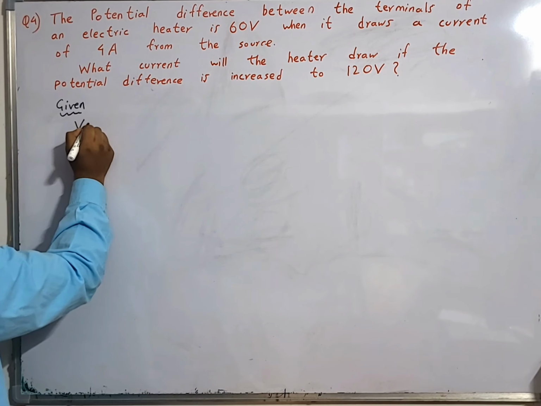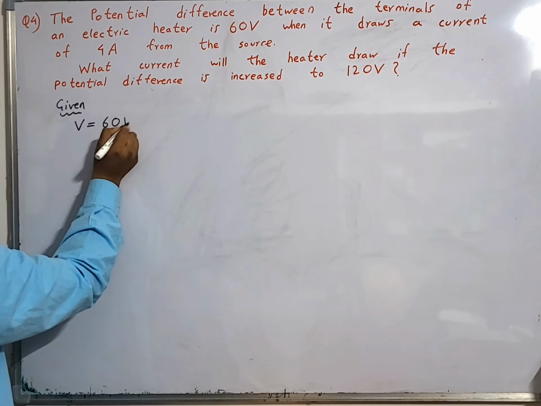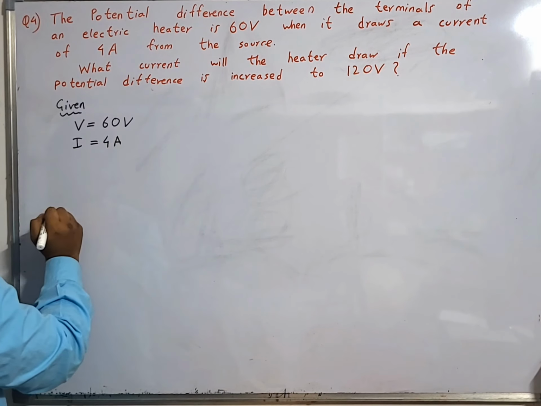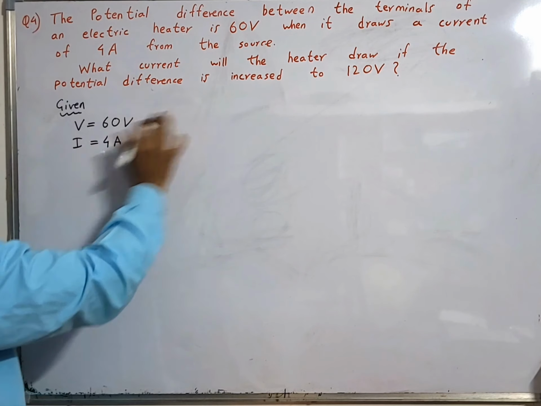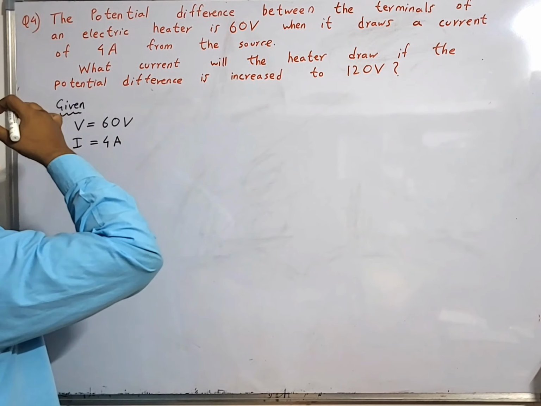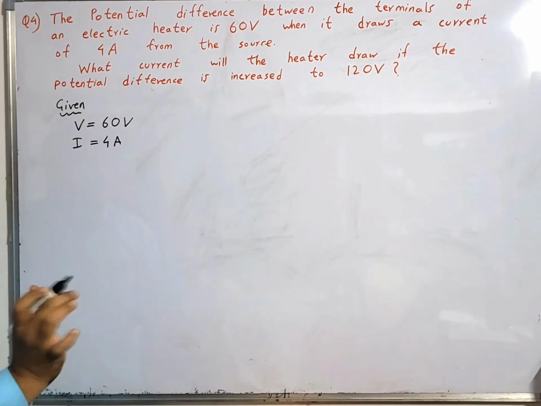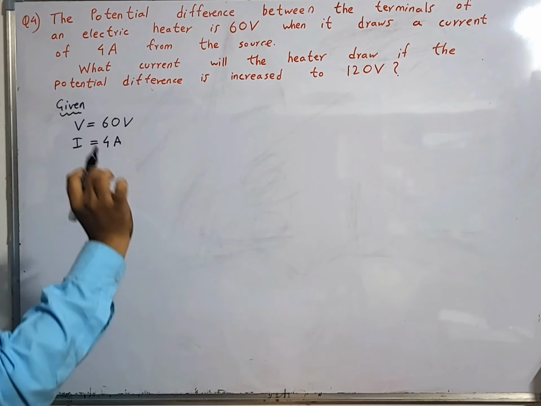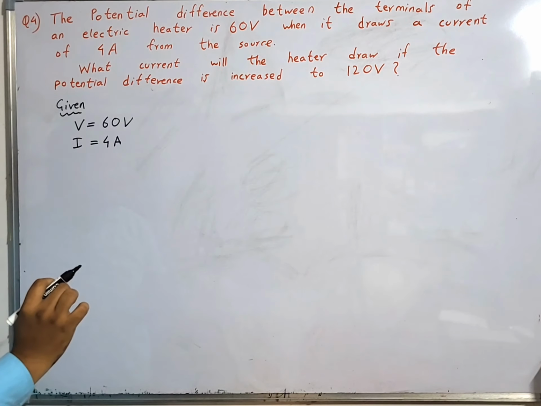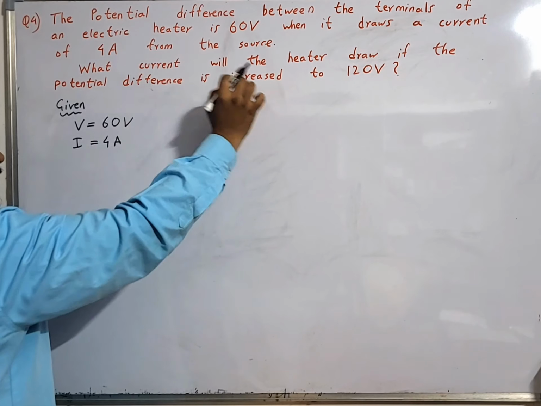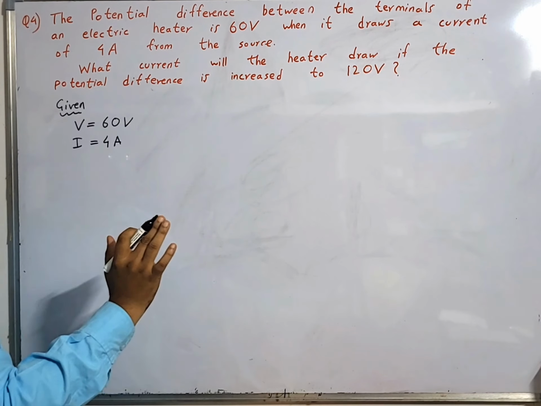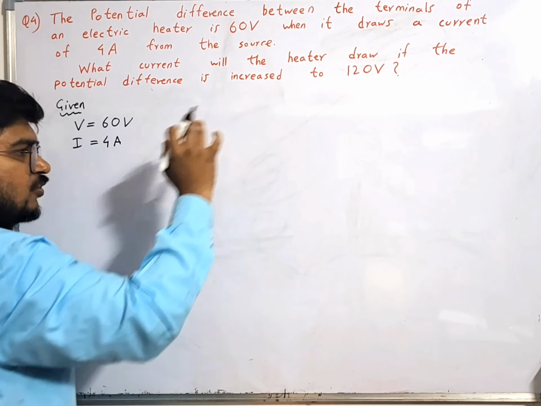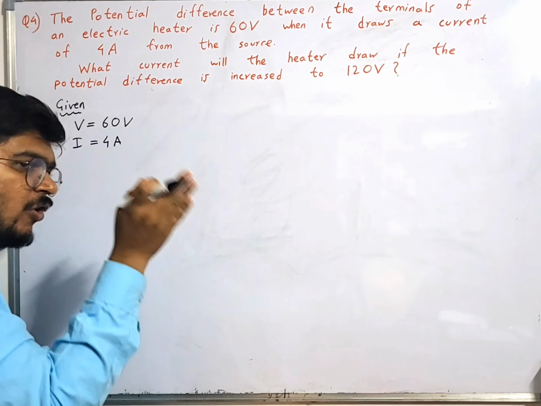Firstly, the potential difference is 60 volt and the current is 4 ampere. This is the first scenario, and in the next scenario the potential difference is being increased. Now we are going to find out the current in the next scenario by finding out the resistance of that heater. That heater will have some resistance, right? And the device has not changed. It is the same device in the first scenario and the second scenario also. The device is same, so the resistance will also be the same.